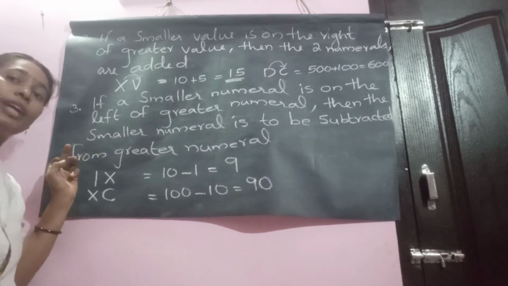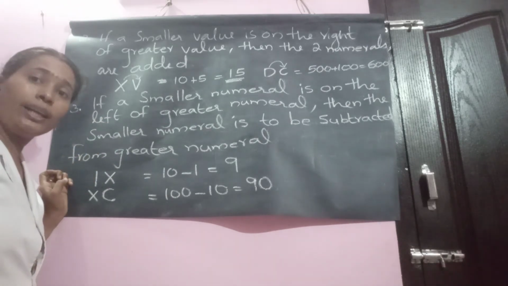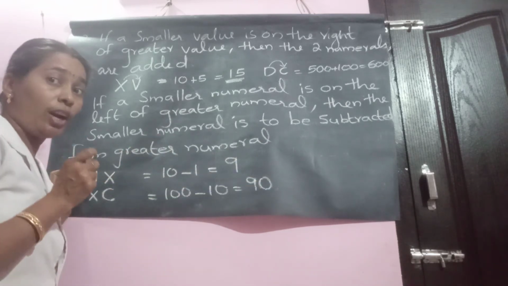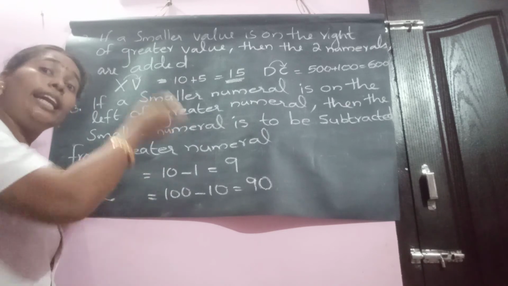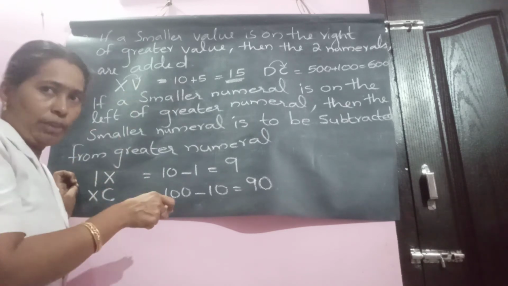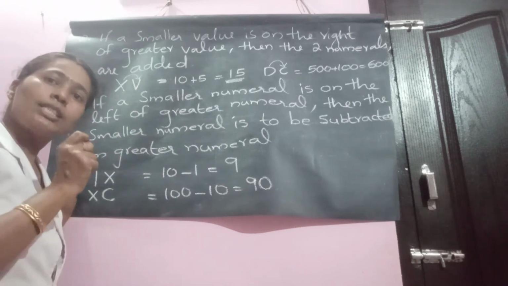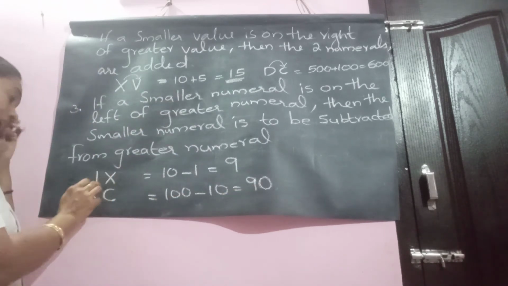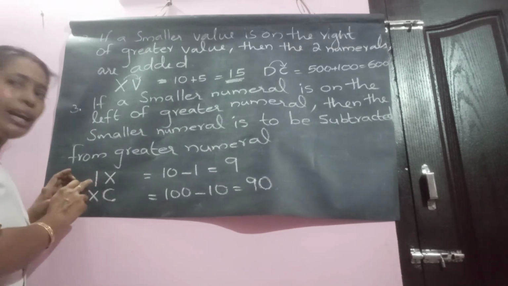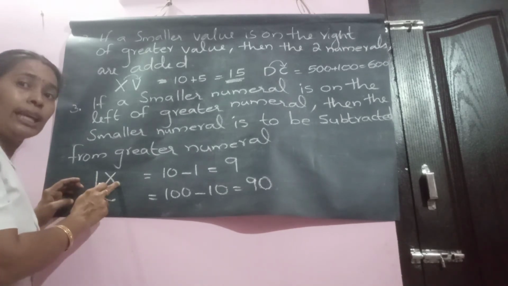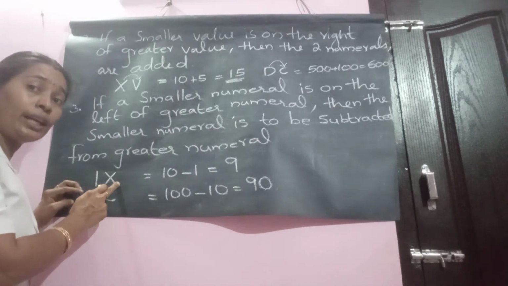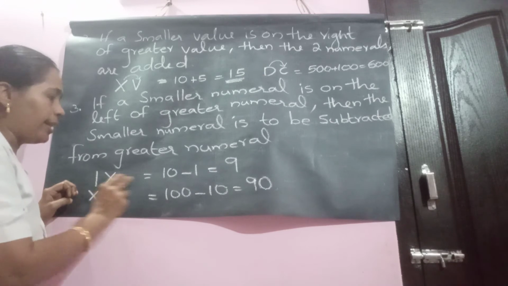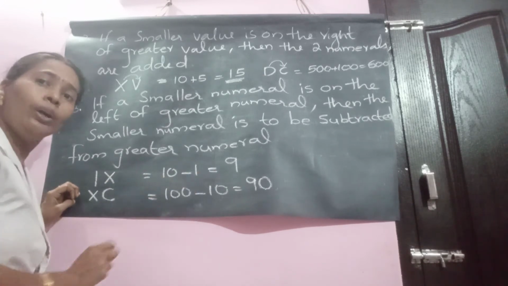The third rule covers the same situation, but the smaller number is on the left side of the greater number. What do we do? Subtract the smaller value from the greater value. For example, if you write IX, I is a small number but X is the greater value. So we subtract the value of I from the value of X. That is 10 minus 1 equal to 9.